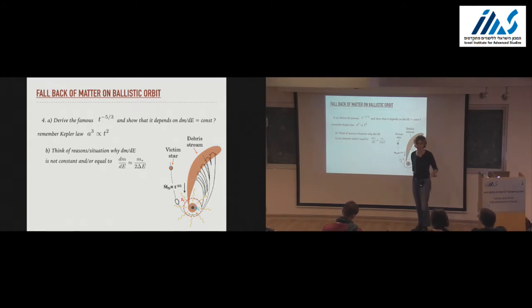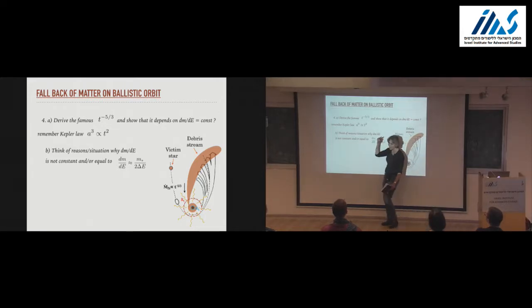So this is the last exercise you need to do. We have done the pericenter compression and the evolution of the streams, they remain thin, and now they are coming back. I want you to derive correctly the famous t to the minus 5/3, assuming that this matter is moving ballistically again, so only under the gravity of the black hole.